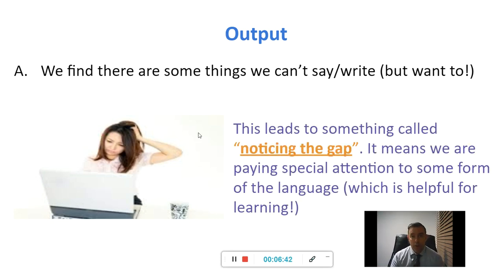And it's been called consciousness raising or noticing the gap. It means we're paying special attention to some form of the language, and that is helpful for learning. If you don't have those moments of noticing where you are inadequate in your language use, then you're not going to acquire language from that. So that's what Swain is saying: you've got to push output in order for the learners to notice that gap.